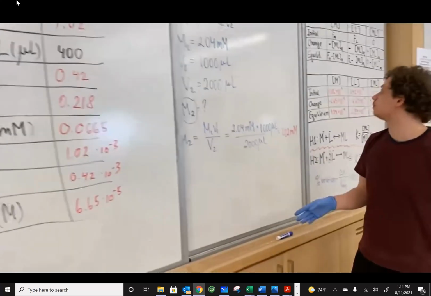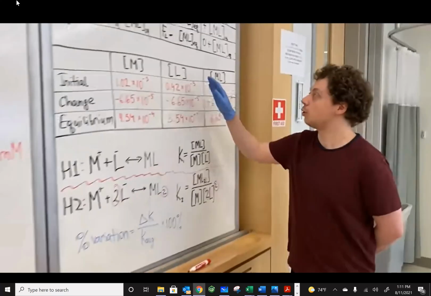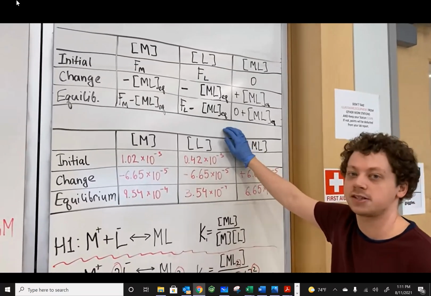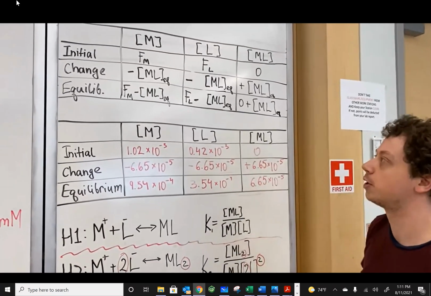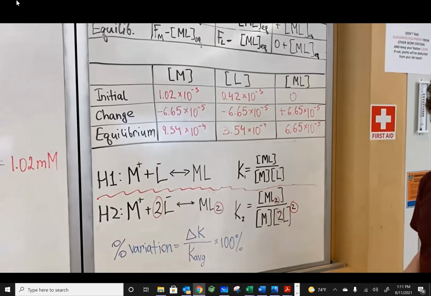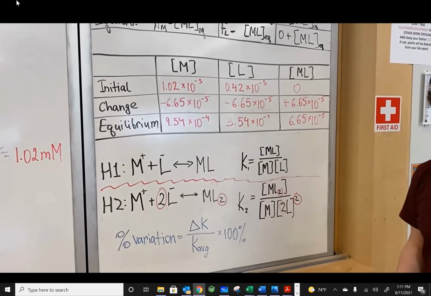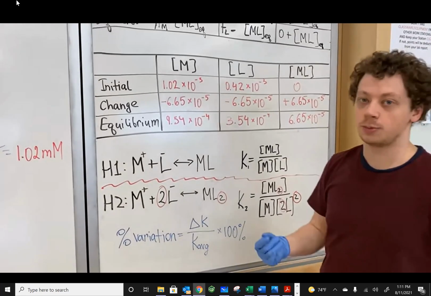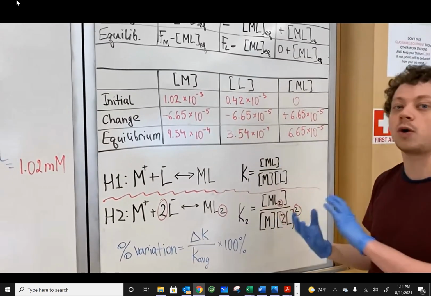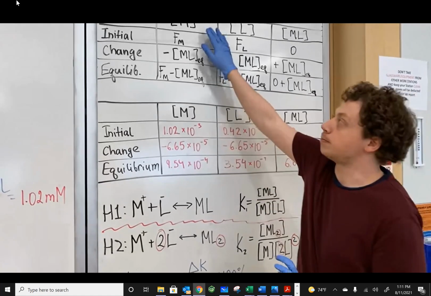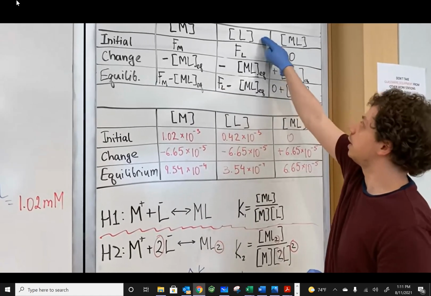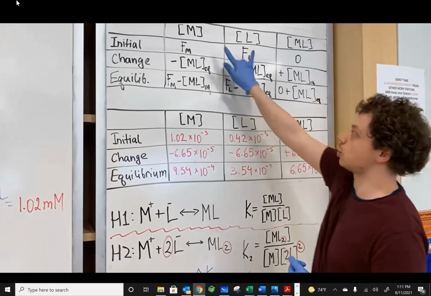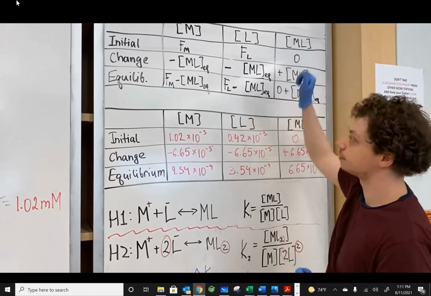So to do that, we have to understand the ICE tables and the math behind the ICE tables that go on in each test tube. So when we start each reaction, what we are looking for is the change in the concentrations between what we put in and what we get out for the metal, our ligand, and our metal ligand complex, which is our product. So these 2 are reactants, this is our product.